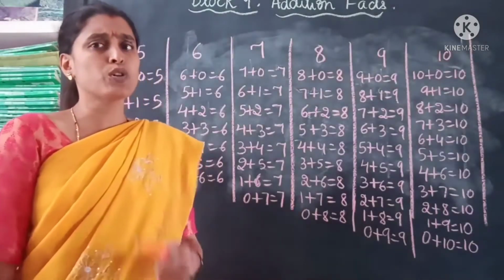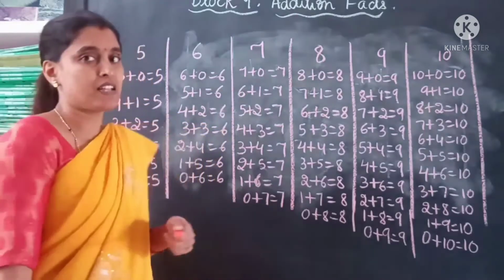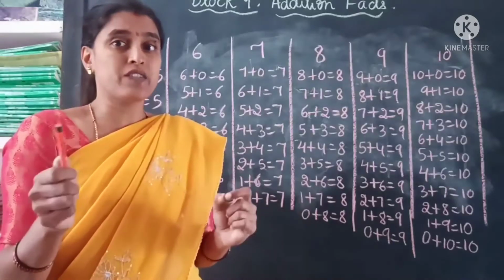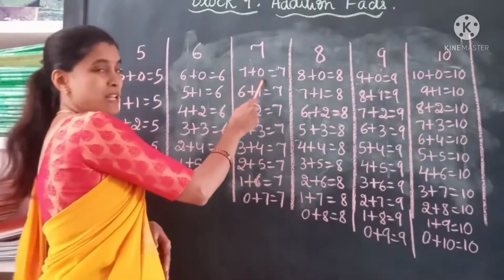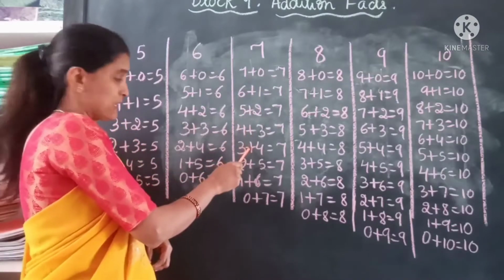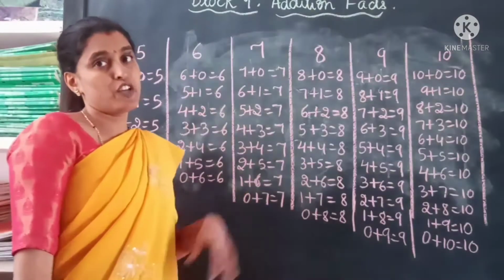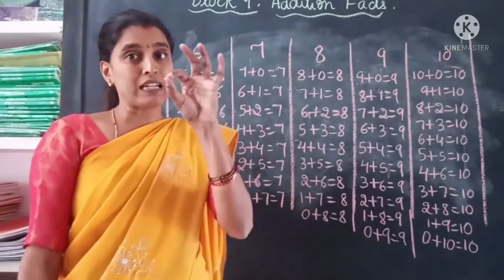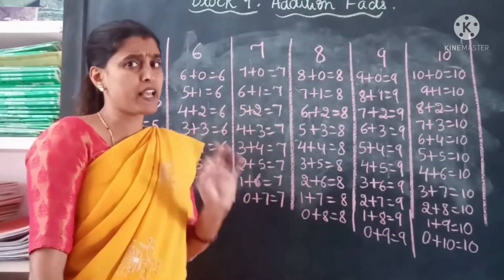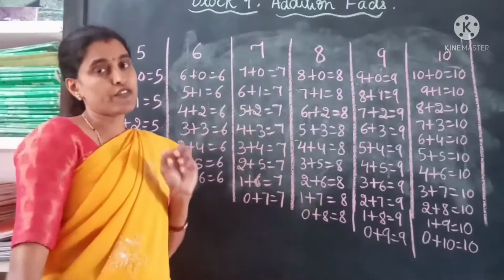Now let us see how to write the addition facts of 7. Which are the addition facts of 7? Let us see now. Which are the numbers if we add to get the answer 7? 7 plus 0, 6 plus 1, 5 plus 2, 4 plus 3, 3 plus 4, 2 plus 5, 1 plus 6 and 0 plus 7. If we add all these numbers, we will get the answer 7. So here also we are adding up to the same number, that is 7. So these are the addition facts of 7.